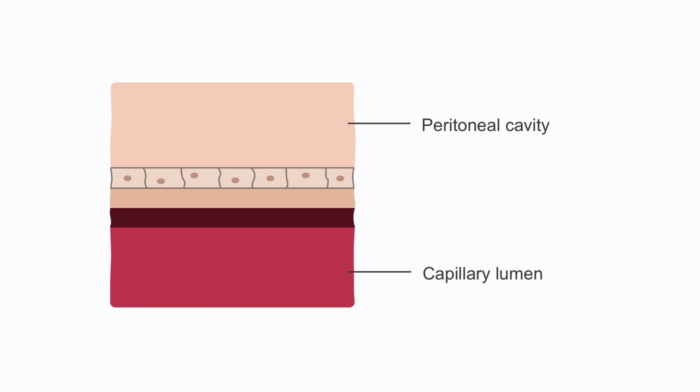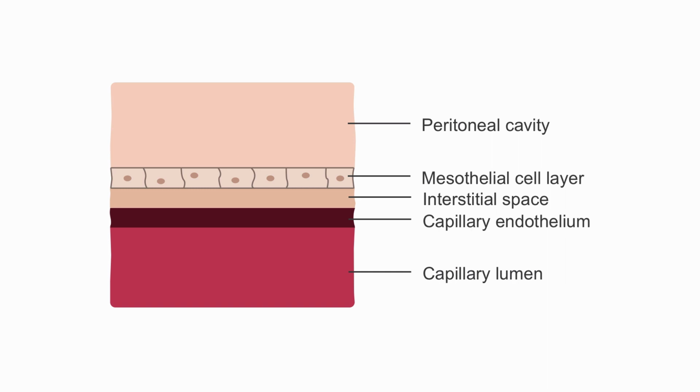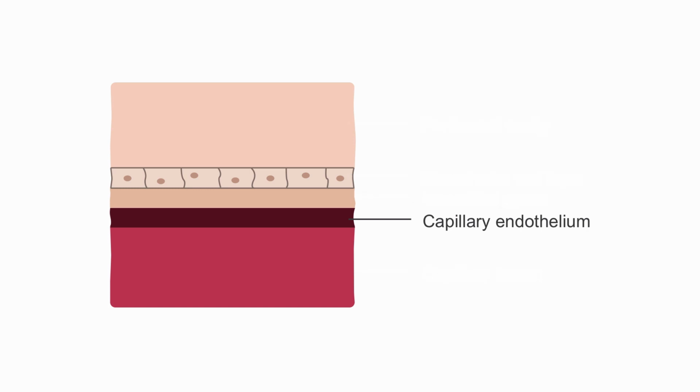There are 3 major layers of the peritoneal membrane: the mesothelial layer, the interstitial space, and the capillary endothelium. The mesothelial layer provides minor resistance to the flow of toxins. The major barrier to solute transport is the capillary endothelium.